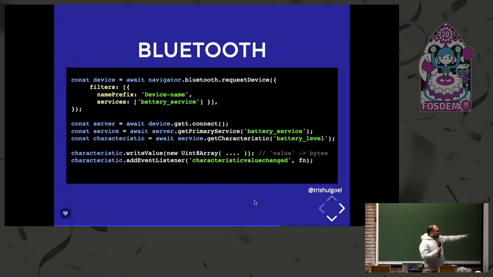So this will give me the battery level of that monitor, and I can listen to an event called characteristic value changed. So whenever that battery level changes, it will notify the server. Okay?